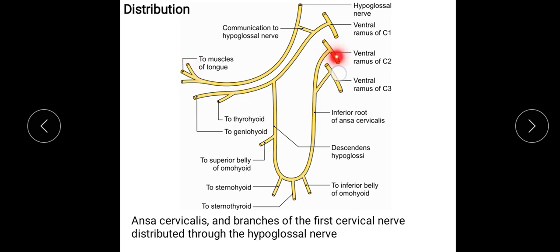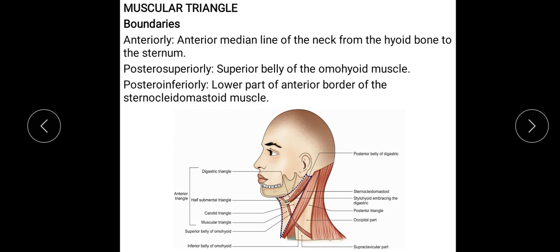And this inferior root, formed by the ventral rami of the second and third cervical spinal nerves, supplies the inferior infrahyoid muscles. These are the individual branches which supply the inferior belly of omohyoid, this to the sternothyroid, this to the sternohyoid, like this.